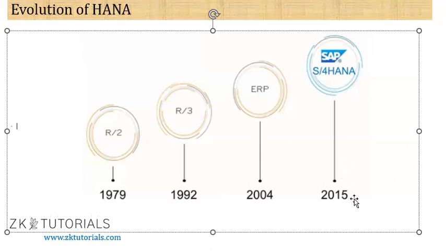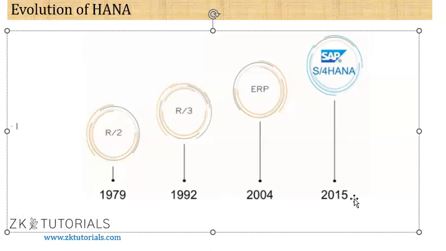Then in 2015, SAP launched S/4HANA. S/4HANA uses in-memory and multiprocessor technology to offer massive computing power. SAP started using their own database, the HANA database. HANA stands for High Performance Analytical Appliance, which we will see in the next slides.